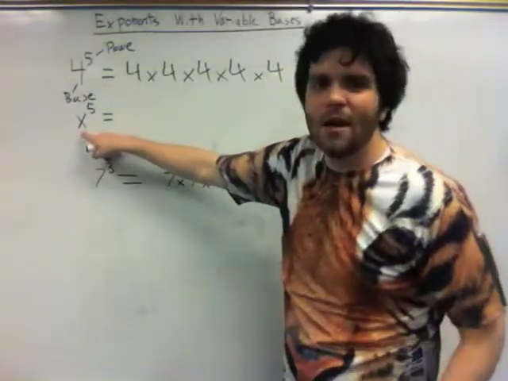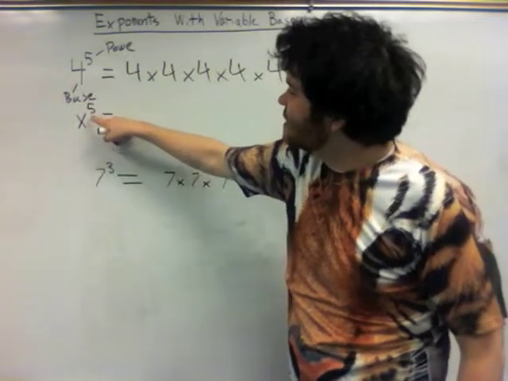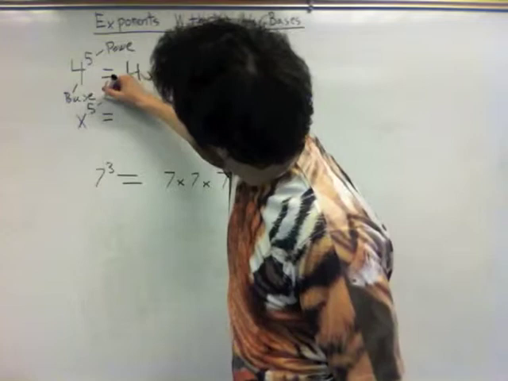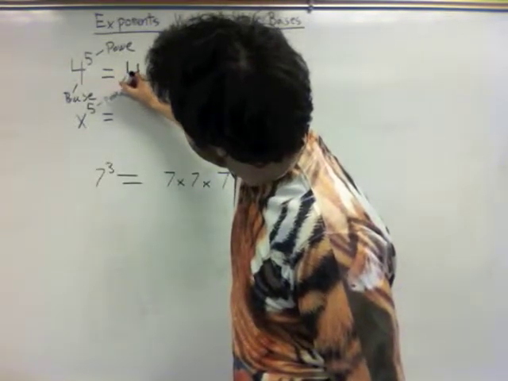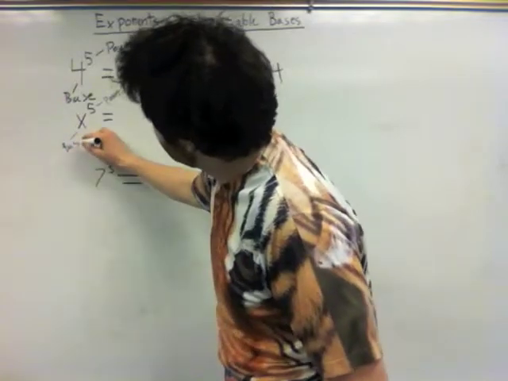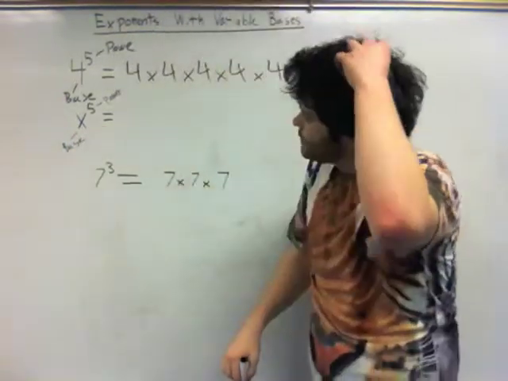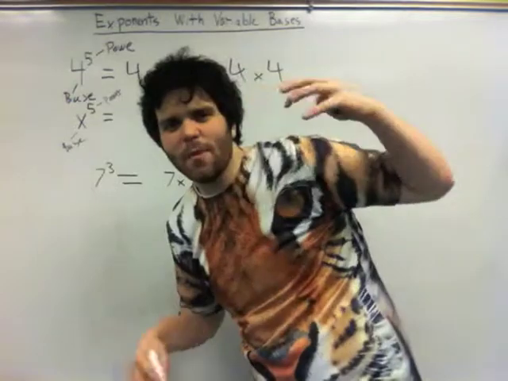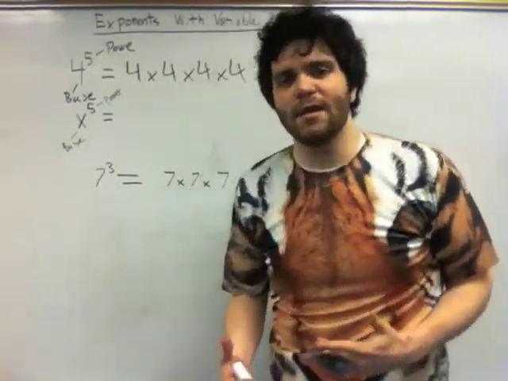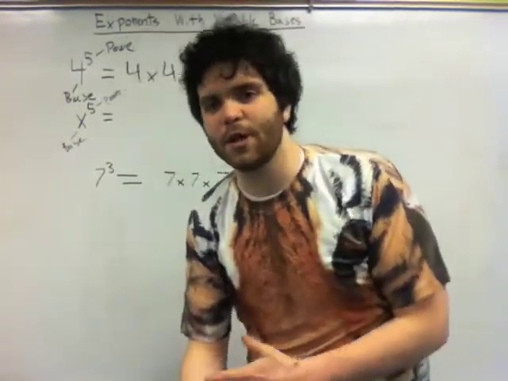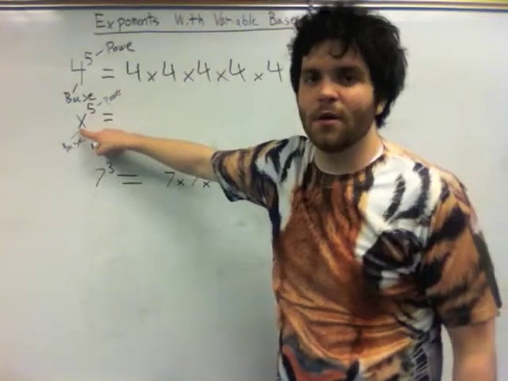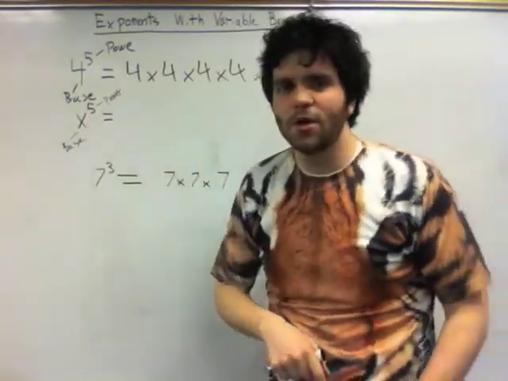So what if we had something that looked like this? Right here we have x to the 5th, x to the 5th power. And 5 is our power, obviously, and x is our base. So this could be a bit of a head scratcher. What am I supposed to do here? I think that if you really understand what a variable is, then it'll help you to understand what you're supposed to do. So let's take a look at this x right where my finger is.